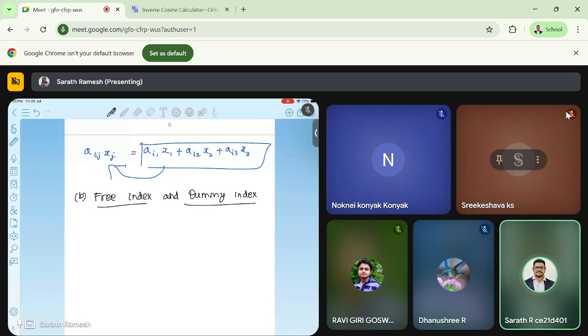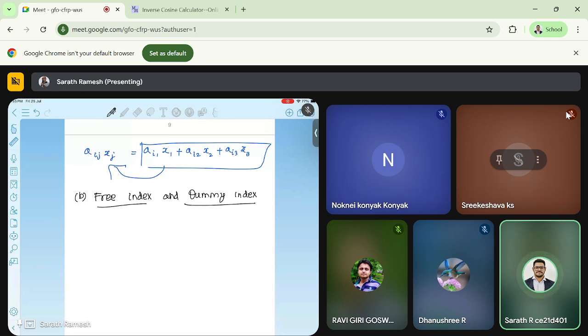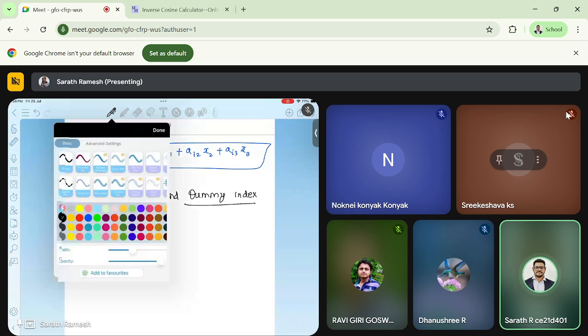Free index and dummy index. In the previous example which I showed you, a_ij x_j, here there are 2 indices. What are they? i and j. If any index is repeating twice, 2 times, that index we call a dummy index.